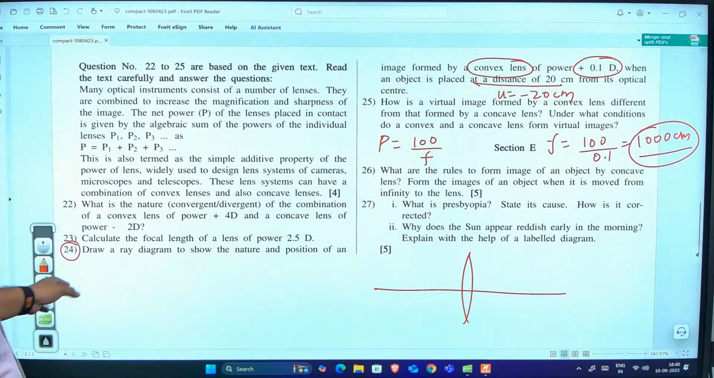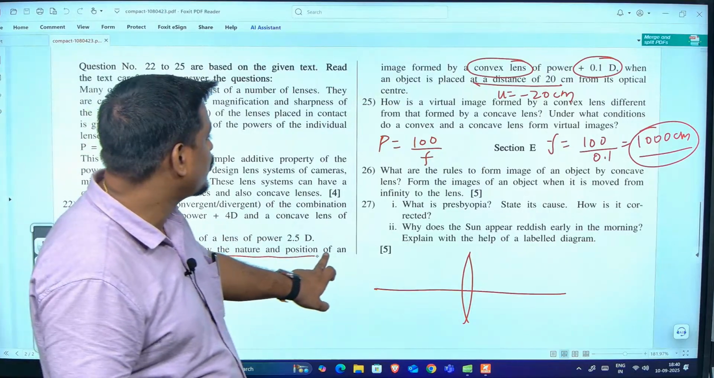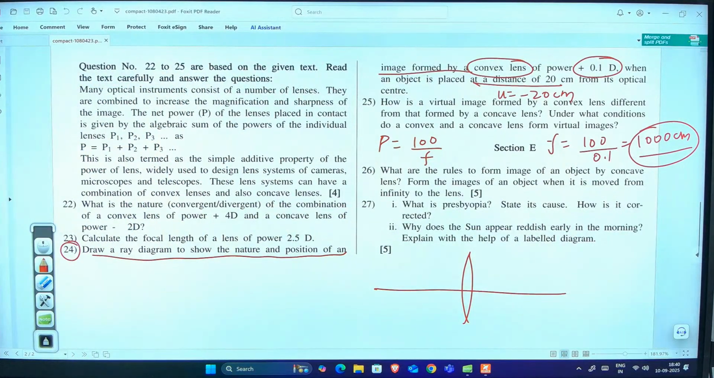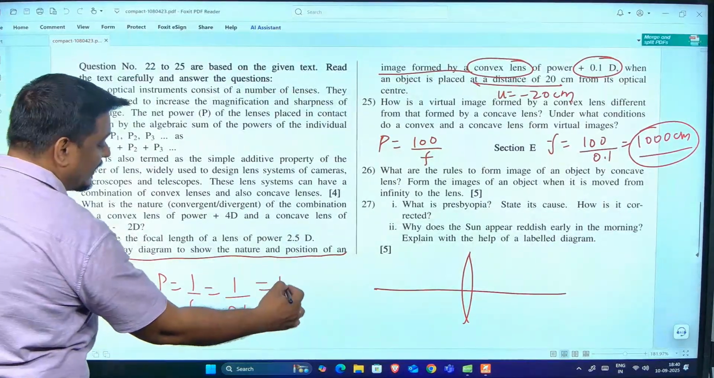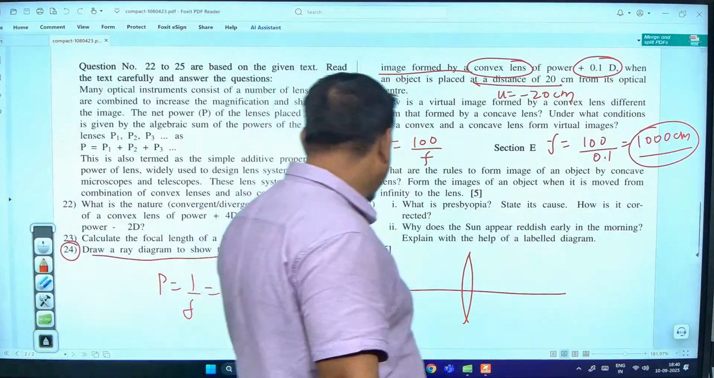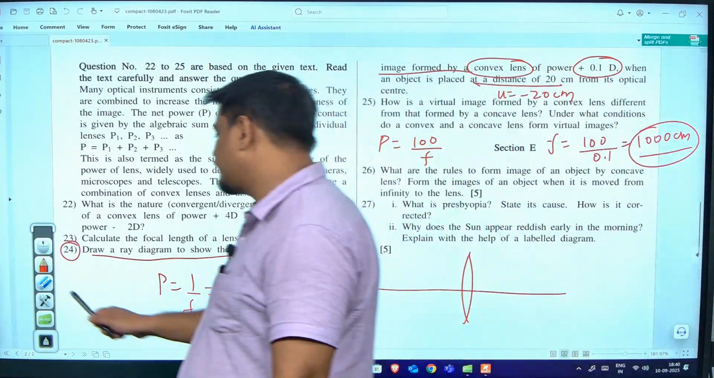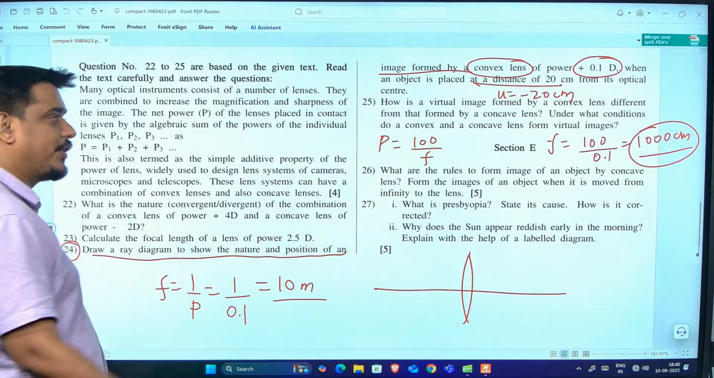Cannot you find the value of image? But they are not asking to find it through solving. They are asking to draw a ray diagram to show the nature and the position of an image formed by a convex lens. Anyhow, if I take P as 1 by f also, which is 1 by 0.1, I am going to get 10 meters only. There is a mistake in the question, maybe printing mistake, whatever it may be, but we have the value of focal length. So, focal length is going to be 10 meter or 1000 centimeter, whatever you want to call it. And then you have u, you can find v easily.